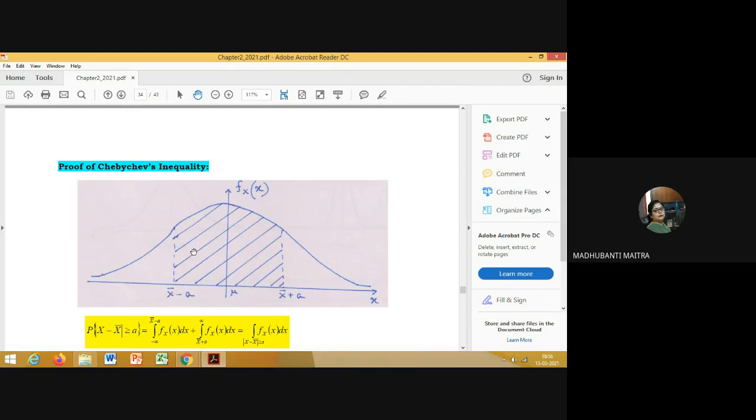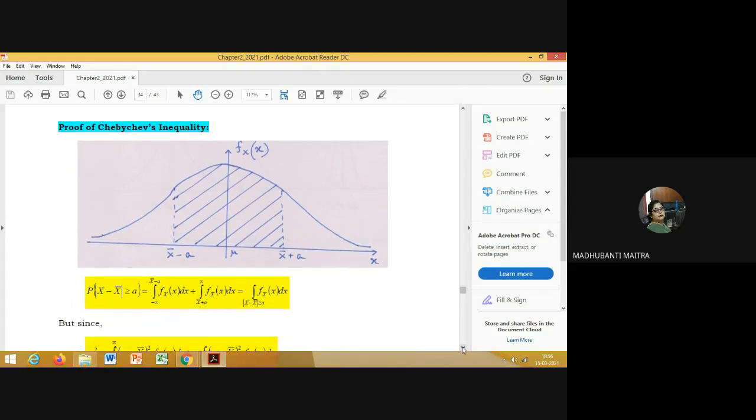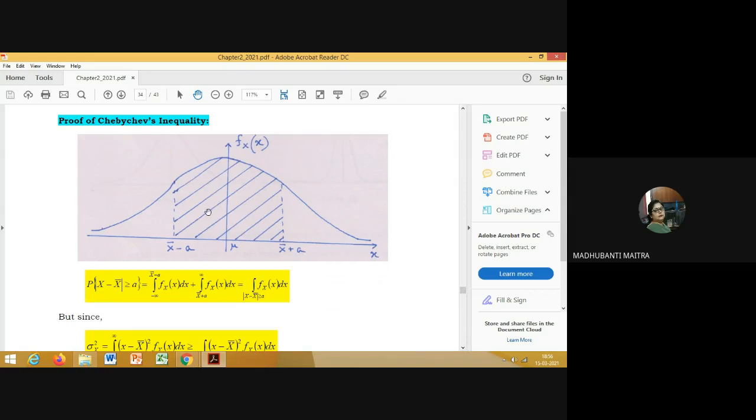Okay, so we have shaded the region which falls under these two points, that is x bar minus a or mu minus a, and mu plus a. Here a is any value greater than 0. We are trying to find out the probability that the random variable will lie within the range or will exceed this particular range. That is the essence of Chebyshev's inequality.